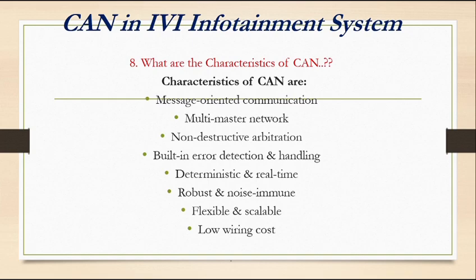What are the characteristics of CAN? The characteristics of CAN are: it's a message-oriented communication, multi-master network, non-destructive arbitration, built-in error detection and handling, deterministic and real-time, robust and noise immune, flexible and scalable, and it has a low wiring cost.